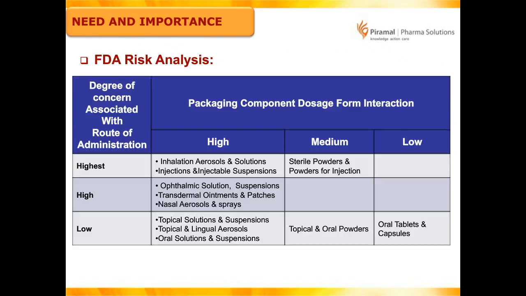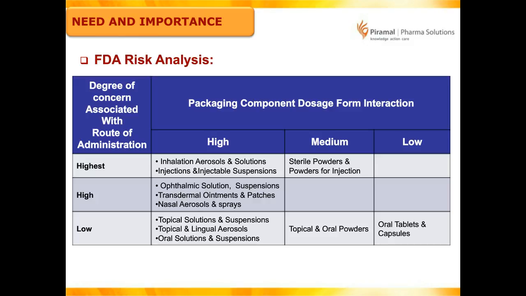Coming to the next slide, FDA has given a risk analysis on the basis of the degree of concern associated with the route of administration. So just to sensitize, the different dosage forms and different routes will have a different degree of concern. In this particular slide, there are three different categories for the route of administration. The lowest is low, then high, and then highest.